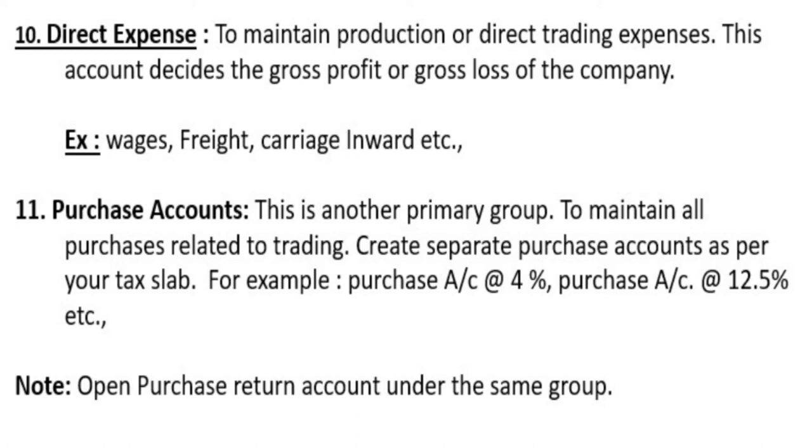Maybe for example, wages, freight, carriage inward, etc. Wages, freight means transportation charges, carriage inward. Maybe sometime you will take the raw material inside the production area, that we will call it as a carriage inward. These expenses we will take it as a direct expense. 11th one is purchase account. This is to maintain all purchases related to trading.